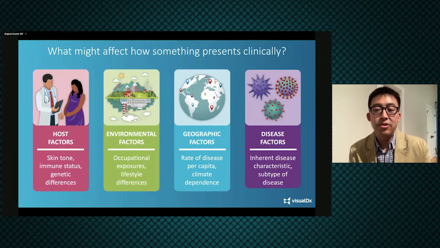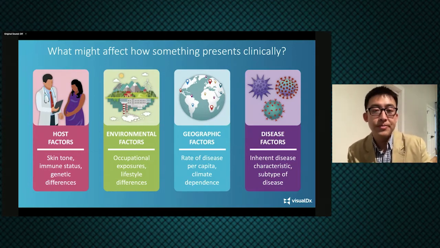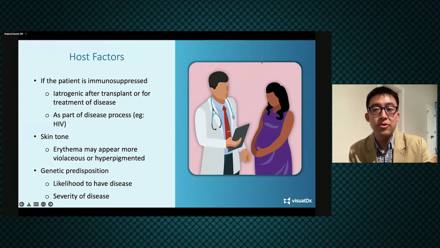Finally, disease factors. There are inherent disease characteristics that we have to keep in mind, and there are certain subtypes of disease that always are going to look a little bit less common than what we typically see, the uncommon variants, and we have to be ready to recognize all of those. So let's start with host factors.